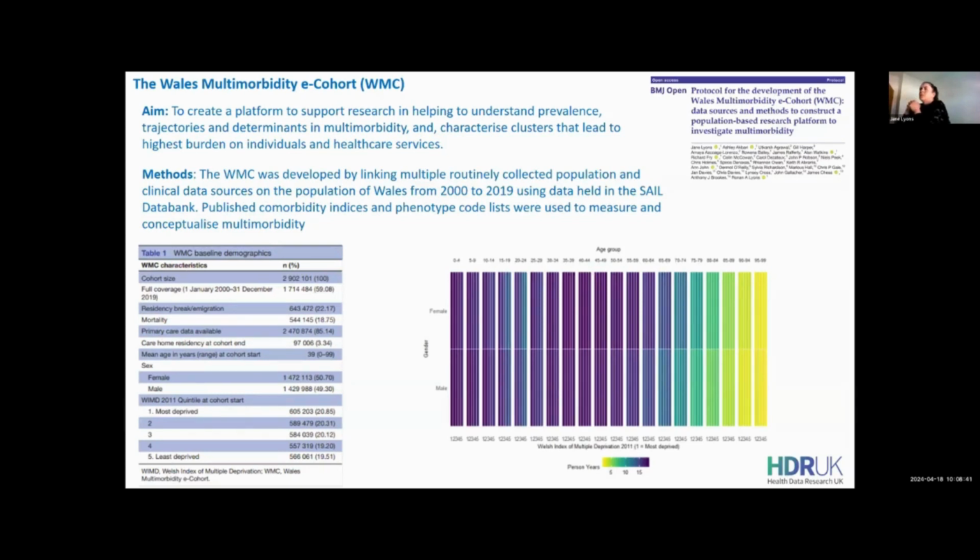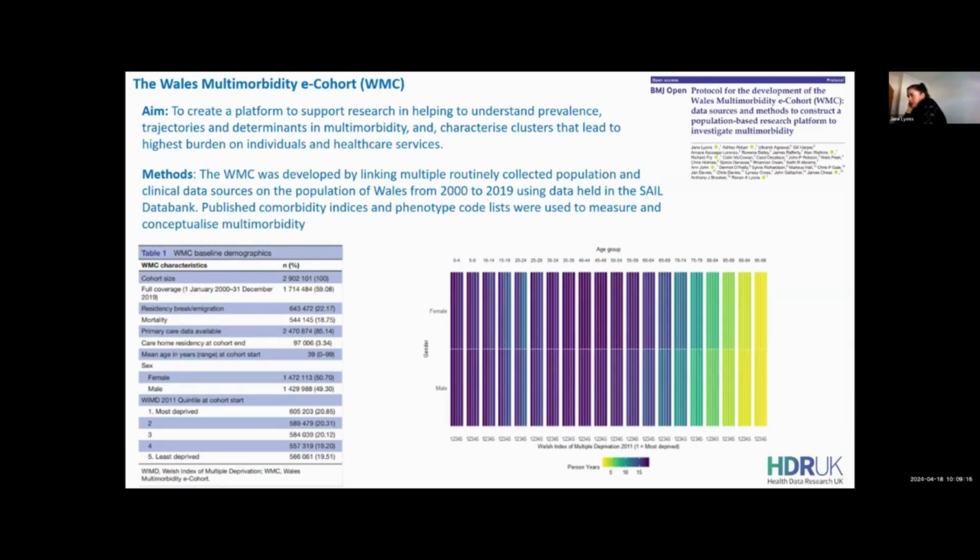And we utilised the WDS, which is our demographic data, the WLGP, our GP data, and ADDE, which is our ONS death register, to capture residency and then be able to adjust for appropriate follow-up. So as you can see, the WMC contains 2.9 million people with a minimum follow-up of 1 day and a maximum follow-up of 20 years. And we use published comorbidity indices and phenotype code lists, such as Charlson, Elixhauser, Caliber, to measure and conceptualize multimorbidity.